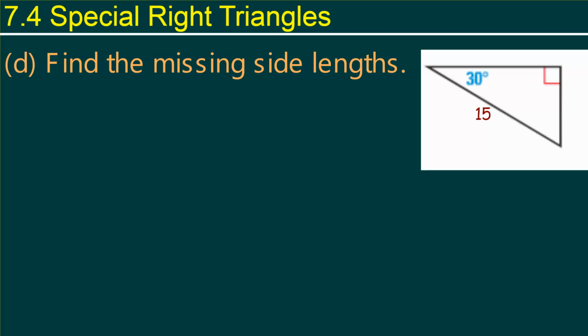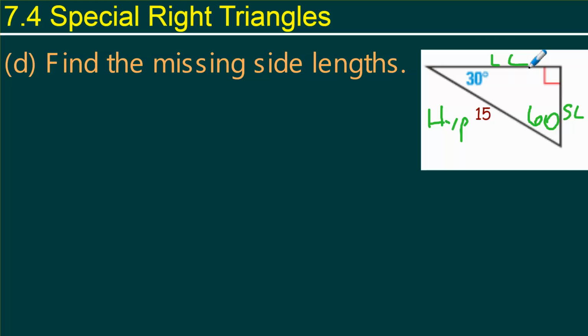Okay, I'm back. What kind of triangle did you determine this to be? Another 30, 60, 90 special right triangle, hopefully. There's our 60-degree angle. We know that the hypotenuse is 15, and we are finding the short side and the long side. So the short leg and the long leg.